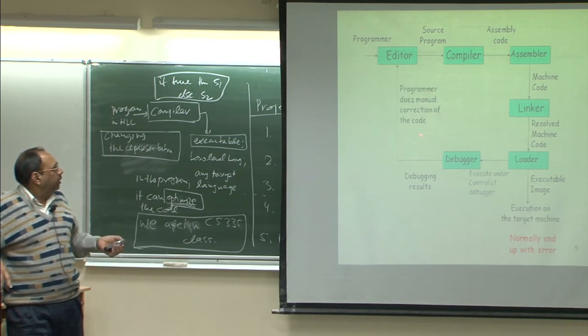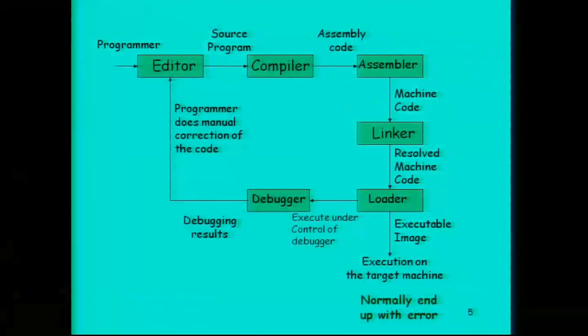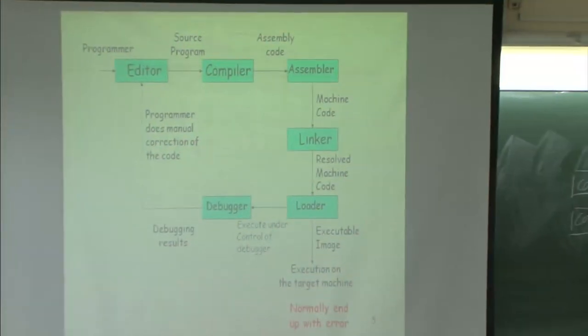Once a programmer has done all the manual corrections, we'll go through this again, and at some point of time I'll get results. But to make sure that I get results, I must go through all these cycles. So what we need to make sure is that the compiler sitting here is able to generate information which all the other tools here can use.